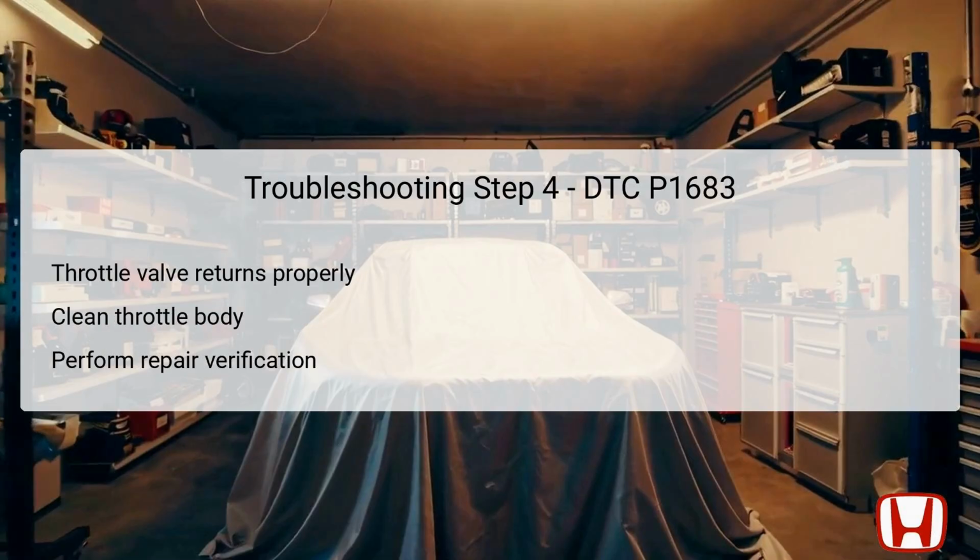If the throttle valve returns to its closed position correctly after manual testing, this is a positive indication of its mechanical integrity. In this case, the next step involves cleaning the throttle body thoroughly to remove any obstructions or deposits that could impede its function. After cleaning, conduct a repair verification to ensure that the original issue pertaining to DTC P1683 is resolved. Use the HDS to check for DTC reoccurrence, indicating if further action is necessary. This step is vital to confirm that the previously indicated problem has been rectified.